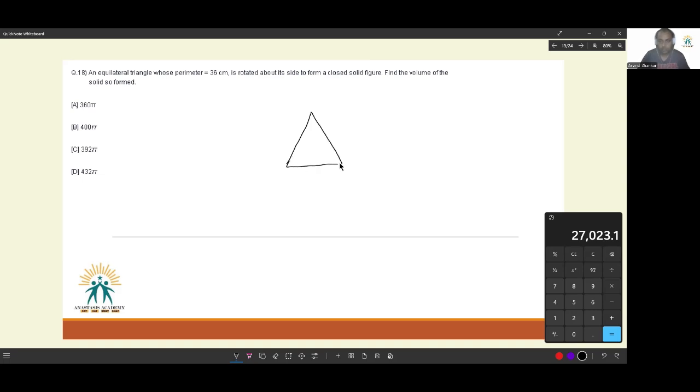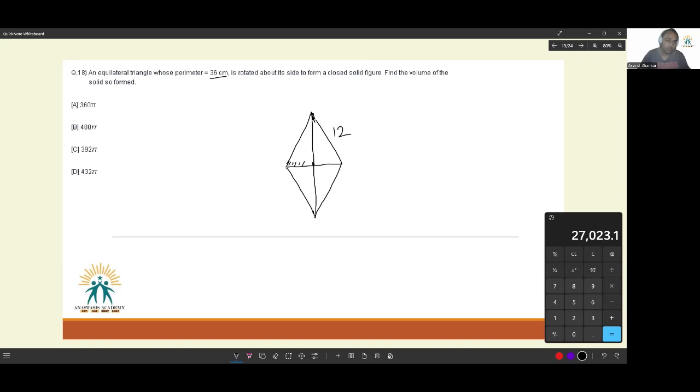So let's say an equilateral triangle. The perimeter is 36, so the side is 12. If it is rotated about, let's say, this side, what would happen? Something of this sort will be made. The top part will be a cone, and the bottom part will be a cone. Both these cones are going to be identical.